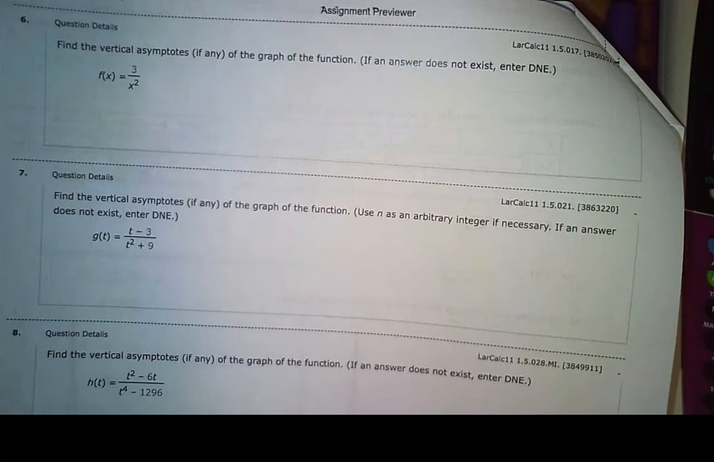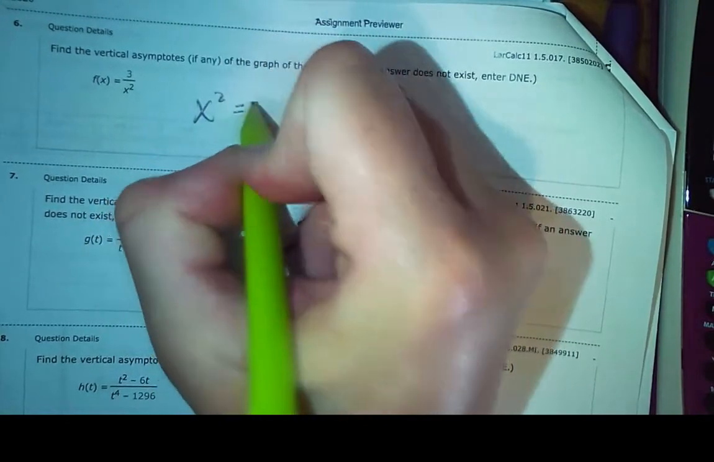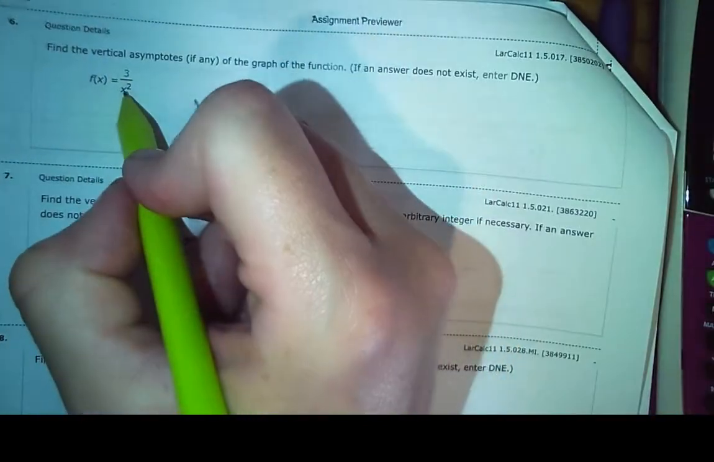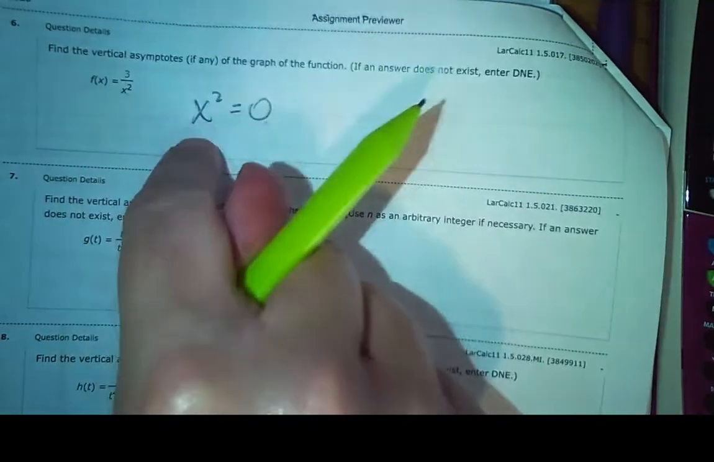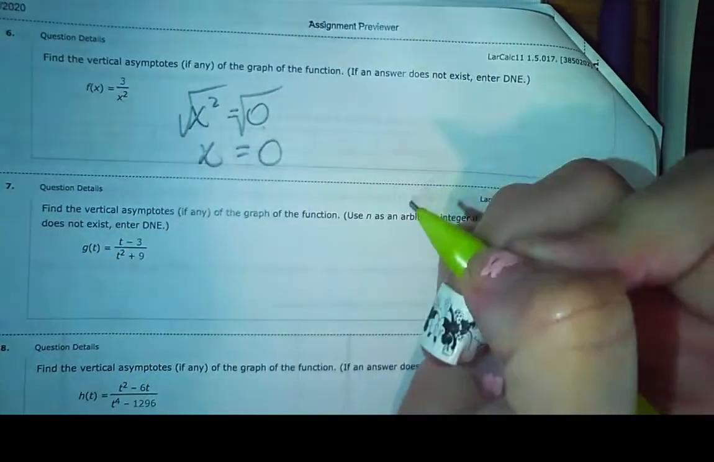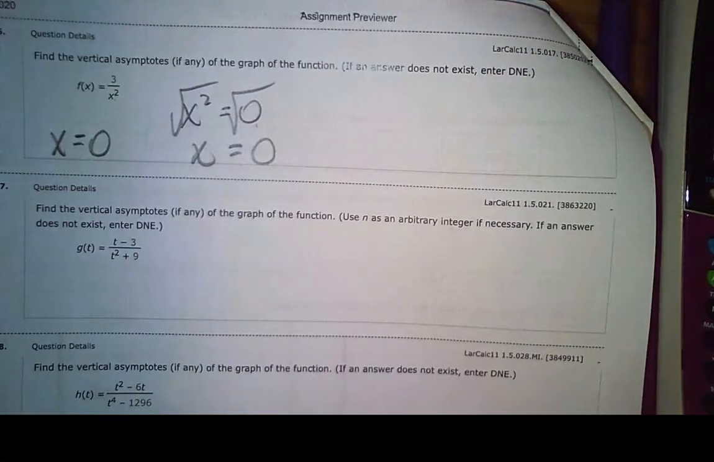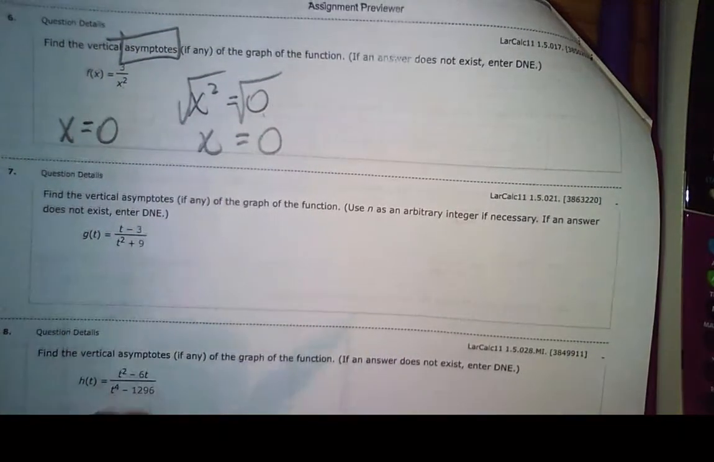Once it's reduced, then you're going to grab your denominator and set it equal to 0. So I have x squared equals 0. Grab your denominator, set it equal to 0, because that's where this thing is undefined. Take a square root, so I get x equals 0. So your vertical asymptote is x equals 0. If you just put 0, it's wrong. So as soon as you see the word asymptote, you had better remember, use an equation.